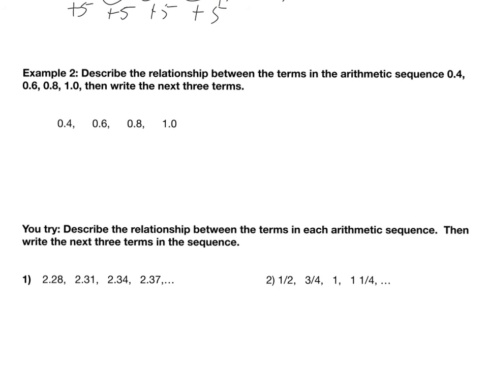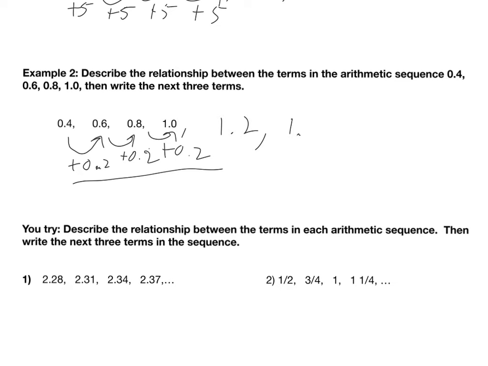Example 2 asks you to describe the relationship between the terms in the arithmetic sequence 0.4, 0.6, 0.8, and 1.0. Well, here we're adding 0.2, we're adding 2/10. So that's the relationship. It increases by 2/10 each time. As for the next 3 terms, 1.2, 1.4, and 1.6. Simple.